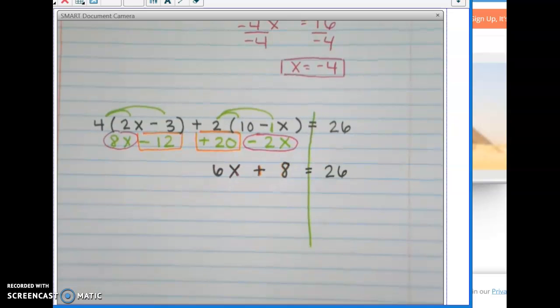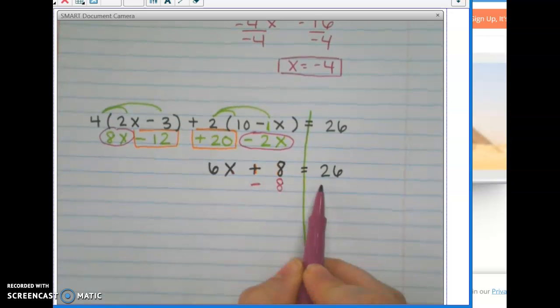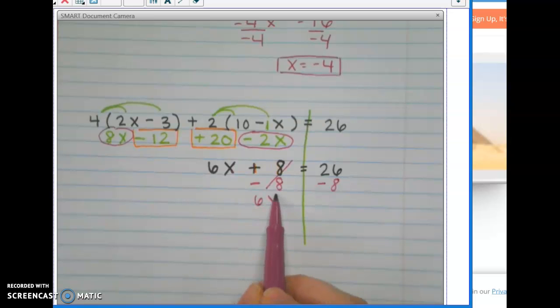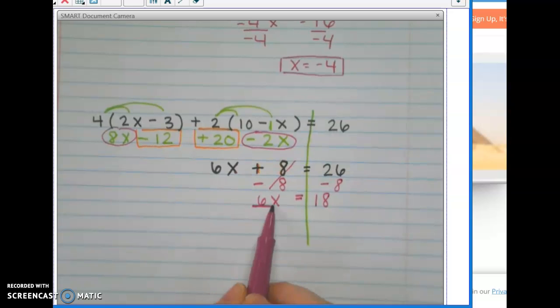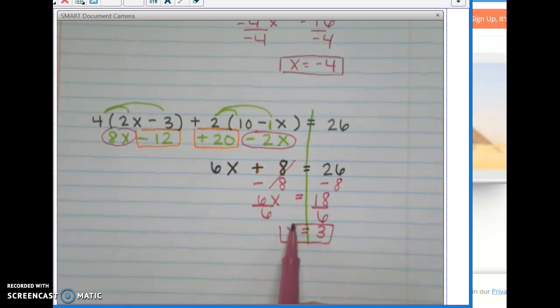So you can pause the video again and work out the next 2 steps. Minus 8 on both sides. 26 take away 8 is 18. Divide by what's in front of x. So x is equal to 3.